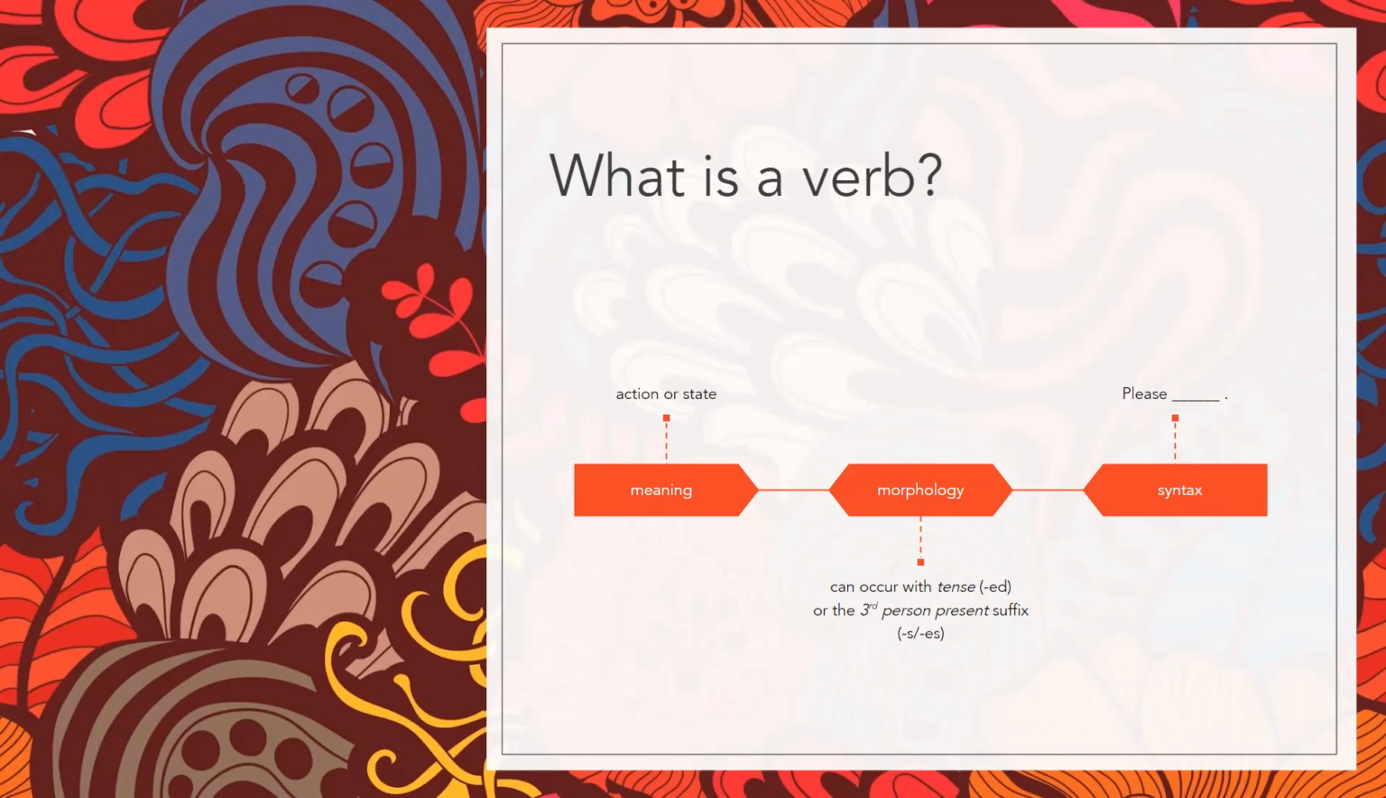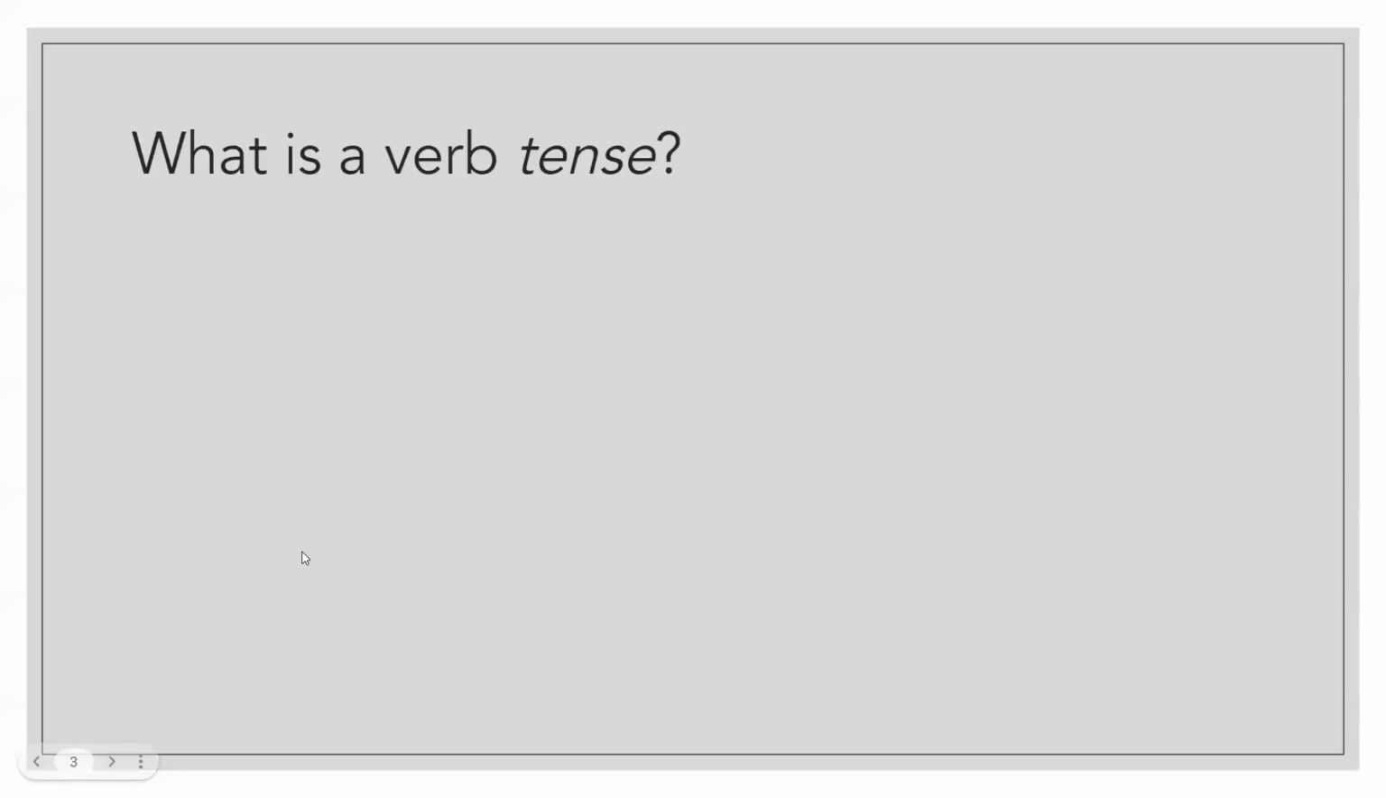Syntax-wise, the vast majority of verbs can go after a word like please. Please do this. I would even say for negative, we could say don't. Please do it, don't do it. So if we can stick the word after a please, it's pretty sure that that's a verb.